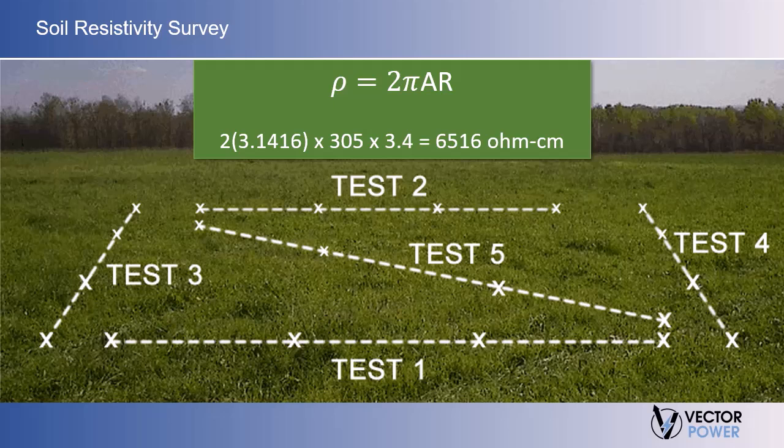First, we will convert 10 feet to centimeters by multiplying 10 times 30.5, which gives us 305 centimeters. The average soil resistivity to a depth of 10 feet would equal 2 times 3.14159 times 305 centimeters times 3.4 ohms, equaling a resistivity of 6,516 ohm centimeters based on a 10-foot depth.